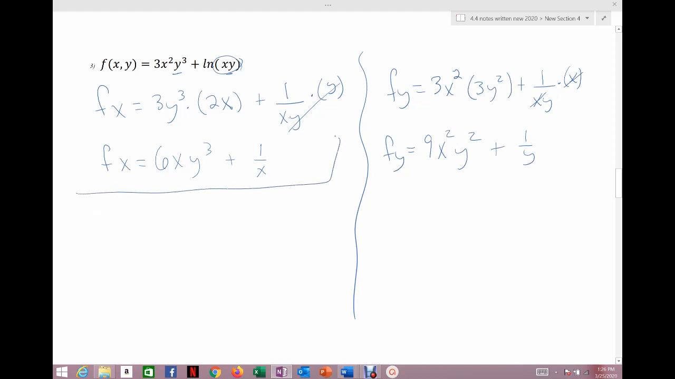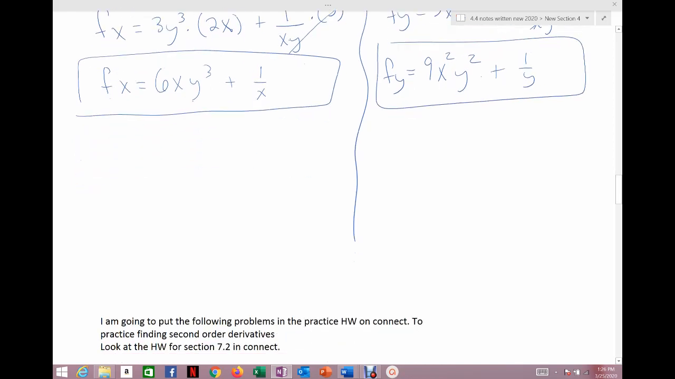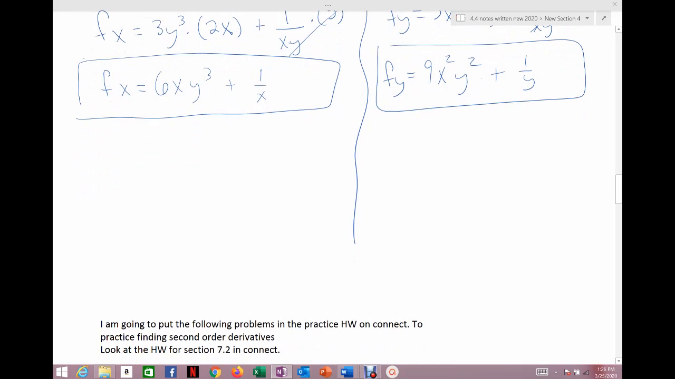Now I'm ready to take my second derivatives. Again, I'm going to look at the x first, and then I'll go to the y. So f sub x, and then f sub xy. Just a reminder, for the 1 over x, I don't want to use the quotient rule.